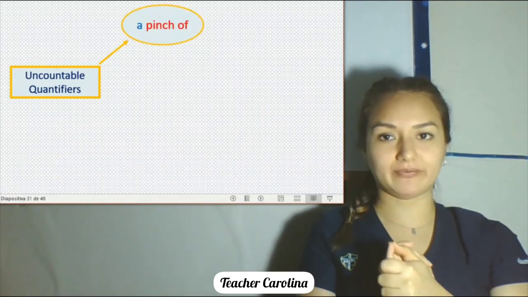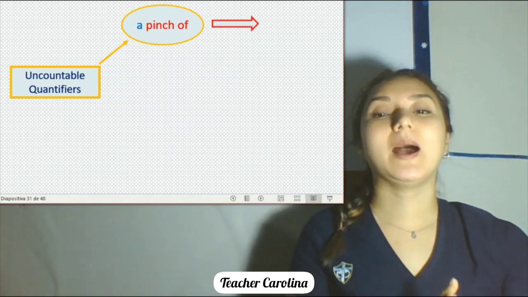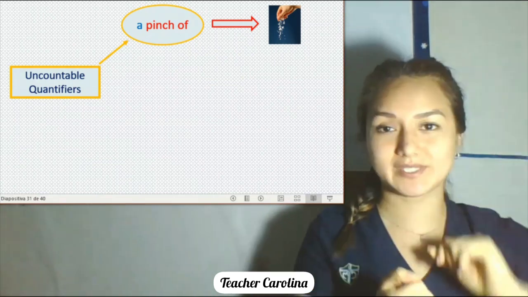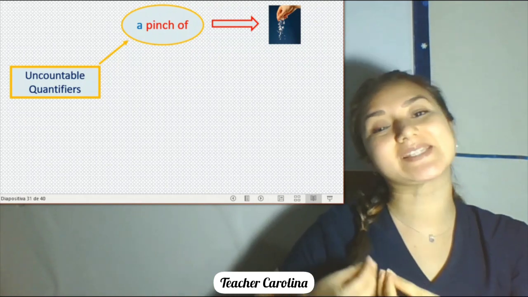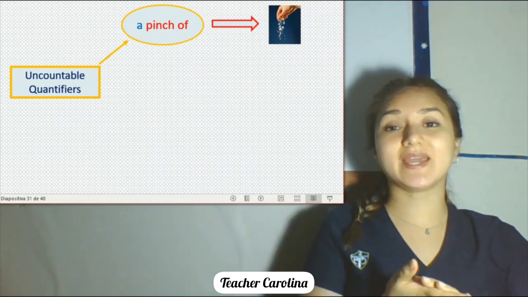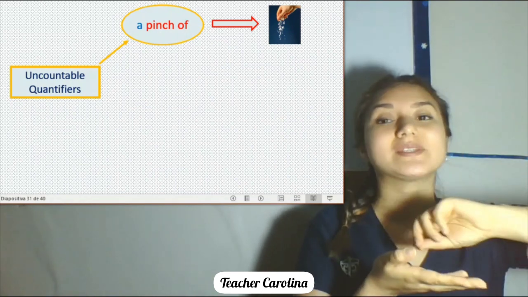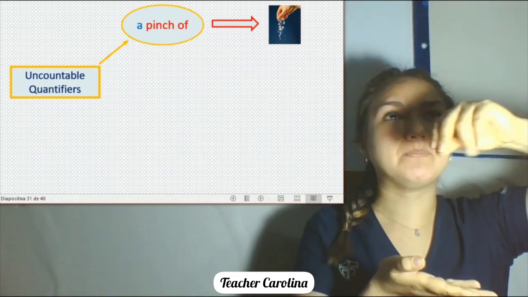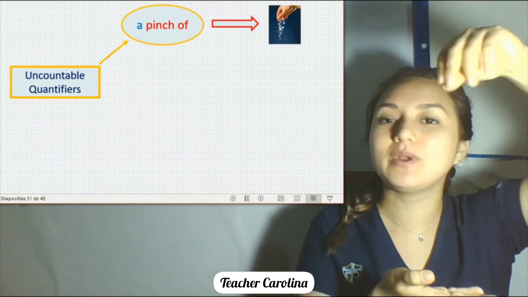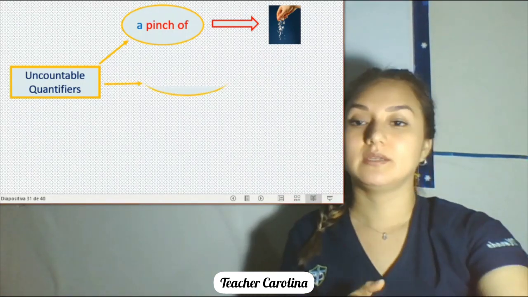A pinch of. What is a pinch of? Take a look. A pinch of salt. For example, salt is sal in Spanish. So a pinch of salt. You can say a pinch of sugar. Sugar, azúcar. You can say a pinch of pepper. Pepper, pimienta. A pinch of. Una pizca in Spanish. Okay? A pinch of. Right? Let's continue.